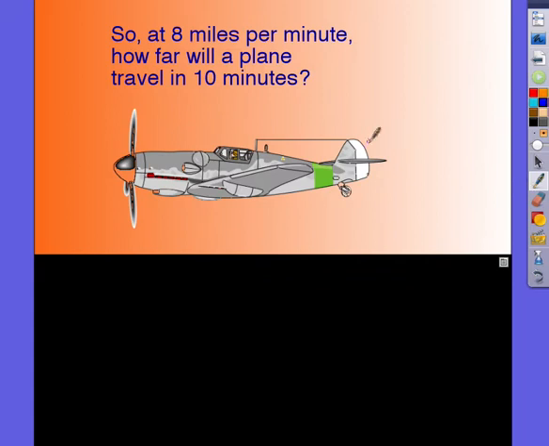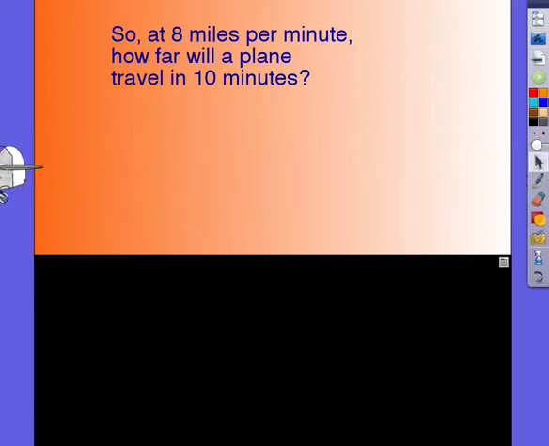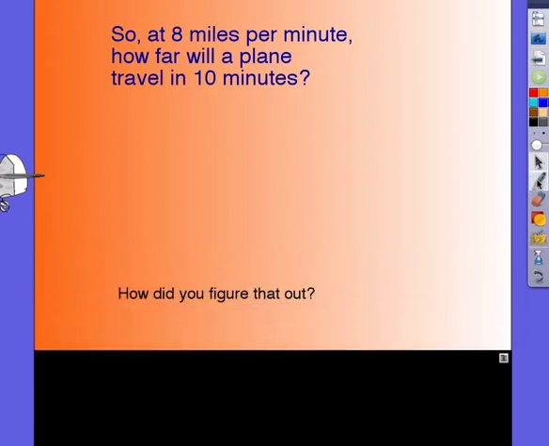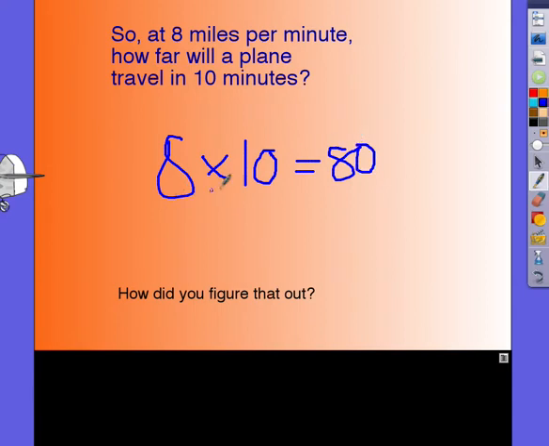We can also think about it this way. If they're going 8 miles per minute, how far will that plane travel in 10 minutes? So to figure out this one, we know that it's going 8 miles in 1 minute, and we're going to multiply that by 10 minutes. And in those 10 minutes, it's going to go 80 miles. 8 times 1 is 8, and we just needed to add our 0.